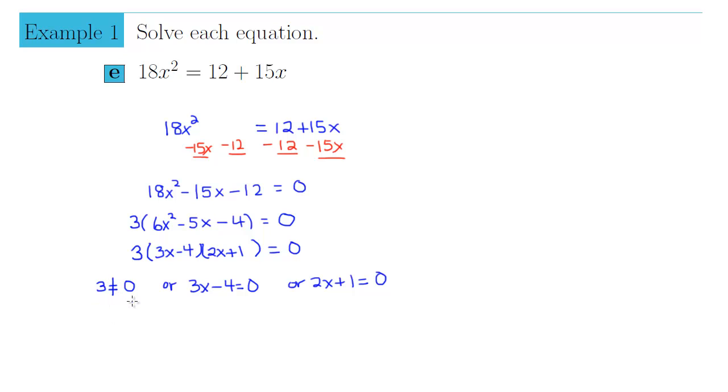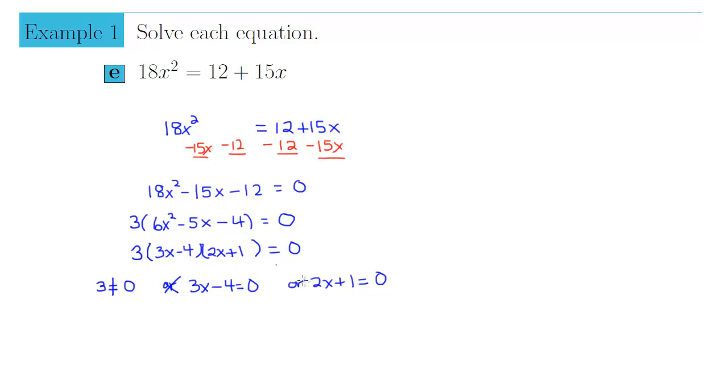3 is never 0. That means this here is disregarded. This doesn't factor into our solution at all. There's no x variable attached to 3. In fact, some people choose to simply divide both sides of our equation by 3 and get rid of it and not even worry about it. You can divide both sides by 3 and get rid of it, or you can simply know that 3 never equals 0, so we'll just disregard that factor. So instead, we'll focus on the other two factors.